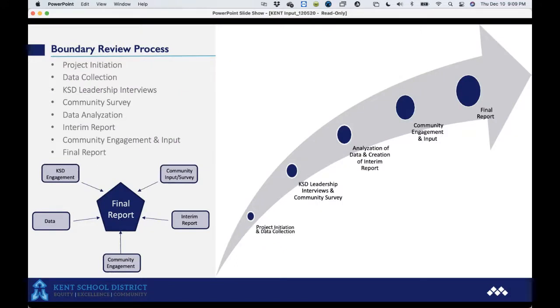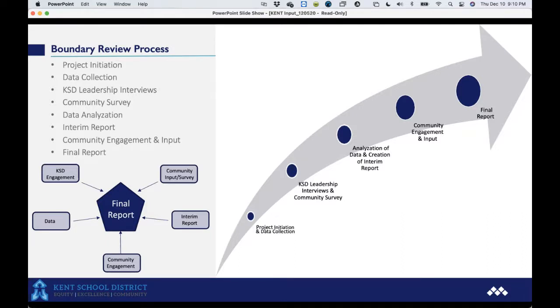So a quick review of what the process entails. We had a project initiation with KSD leadership, and there was some data collection, which I'll talk about more on the next slide. Then we interviewed KSD leadership. There was a community survey that had more than 7,500 respondents. Then there was an analysis and discussion of the data. And then we created the interim report, which is what we're reviewing tonight.